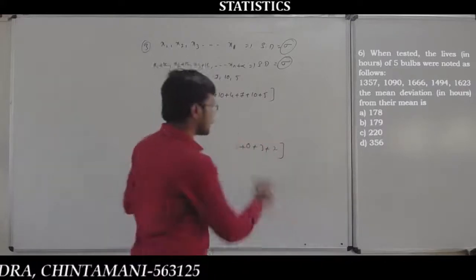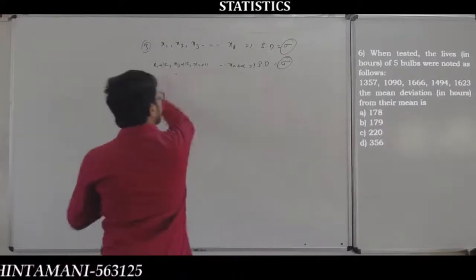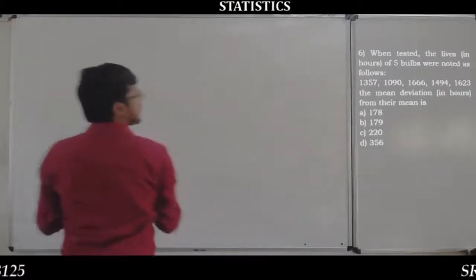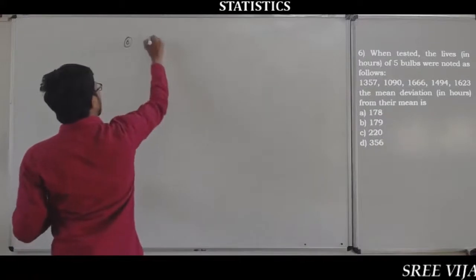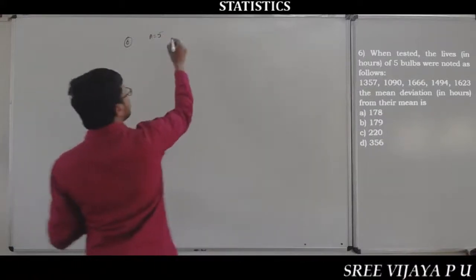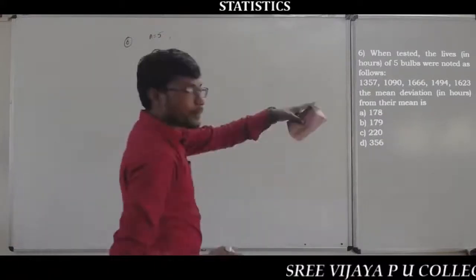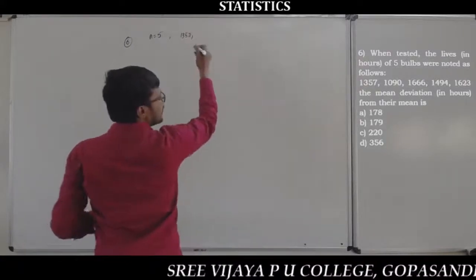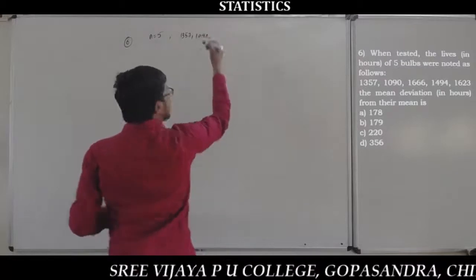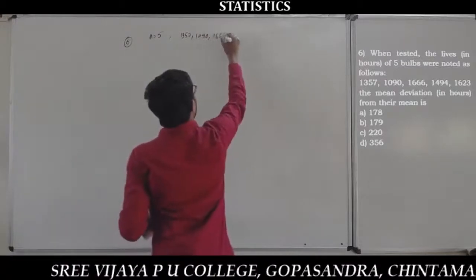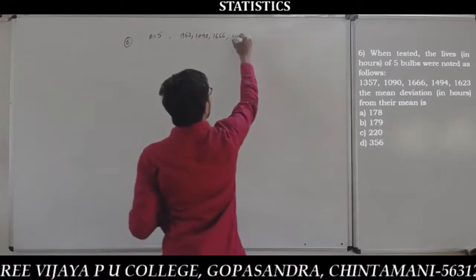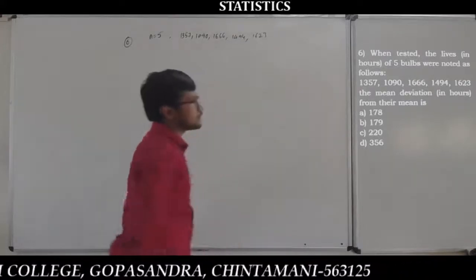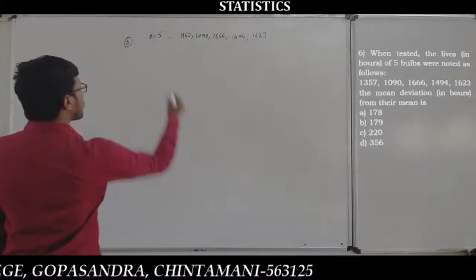So same concept. Mean deviation from the mean, right? Okay, the sixth question. The number of observations is 5. The observations are given, and we can find from the mean, so no need to arrange them in order. 1357, 1090, 1666, 1494, 1623. Okay. So first of all, we can find the mean.